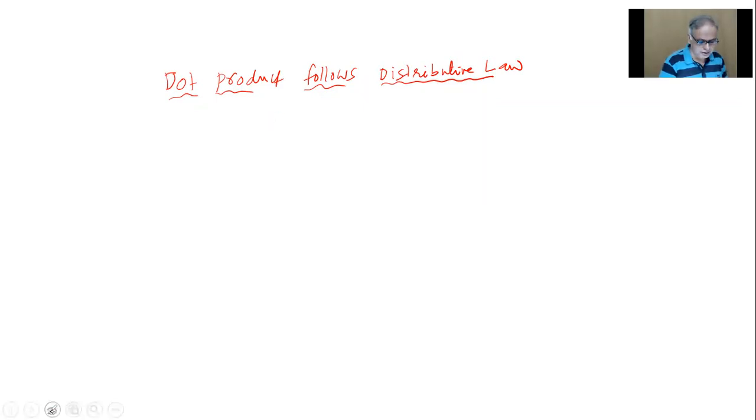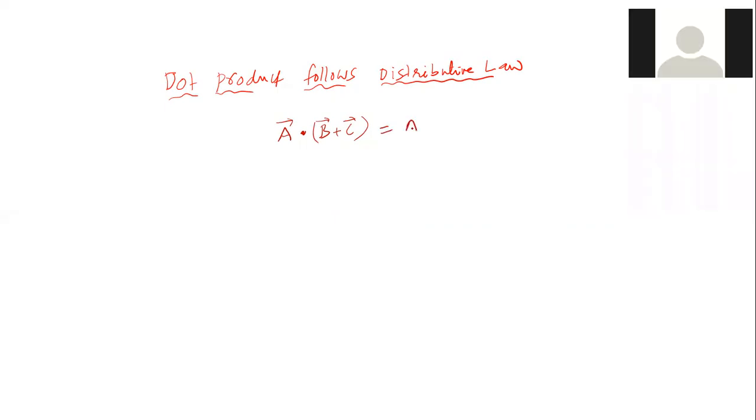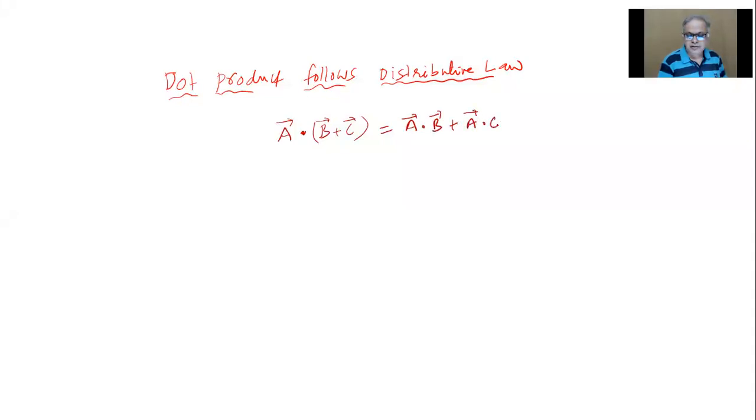It's not a bad thing, but here it is like this. A dot B plus C is equal to, tell me. A dot B plus A dot C. We'll be using them in various numericals.